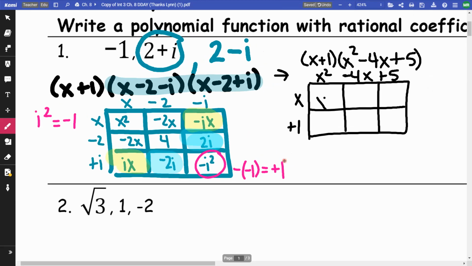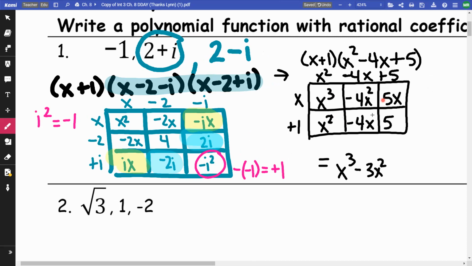So I'm going to get x to the third, -4x squared, +5x, x squared, -4x, and a 5. And when I combine all of that, I have x to the third minus 3x squared plus x plus the 5. And there's my polynomial.